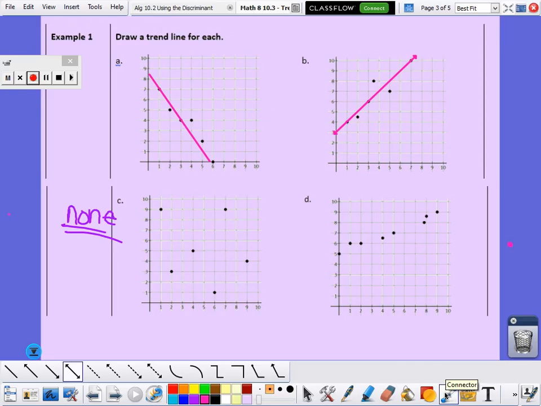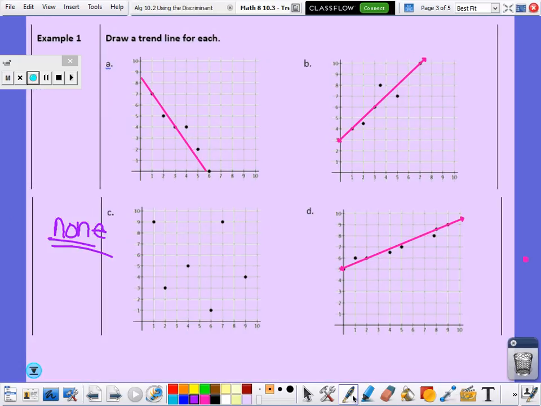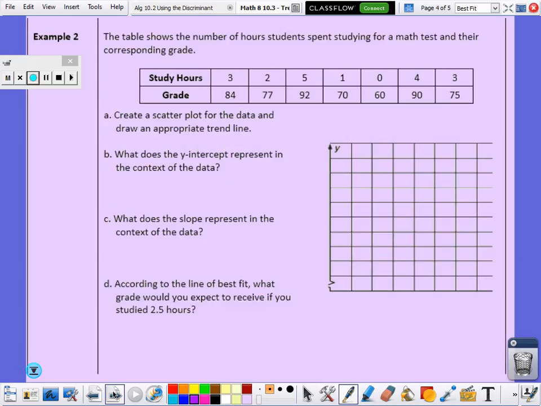For D, we should be able to draw a nice trend line there. It's going to go through, let's see, hit three or four points here. There we go. Okay, so as long as your trend line looks something like that, I would be very happy. If you need to make adjustments now, go right ahead. We're going to move on to the next slide.